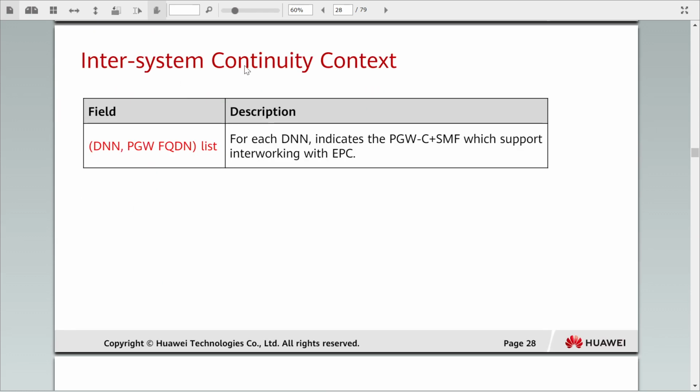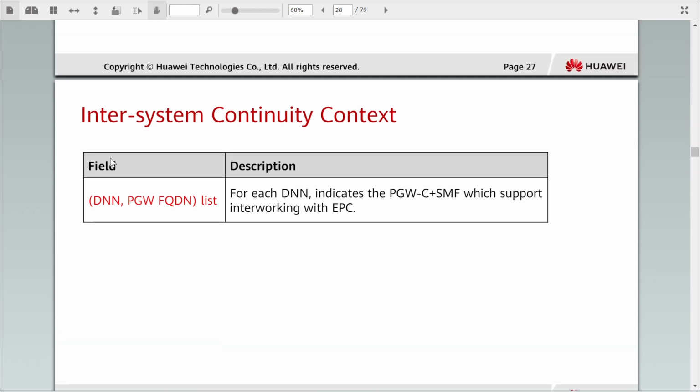For intersystem continuity context, you can see this. If you need to change, for example, AMF to AMF or SMF to SMF, you can have the inter-system continuity context.